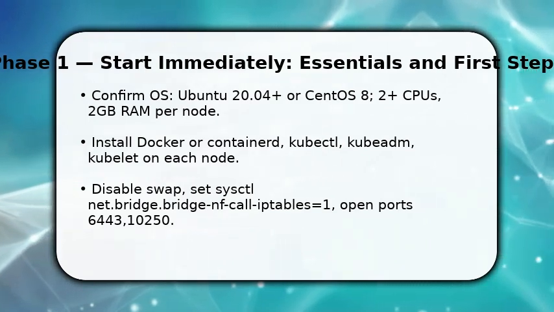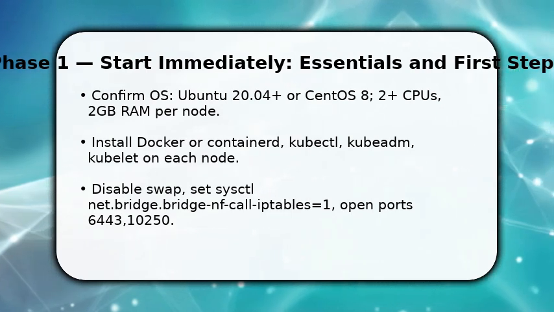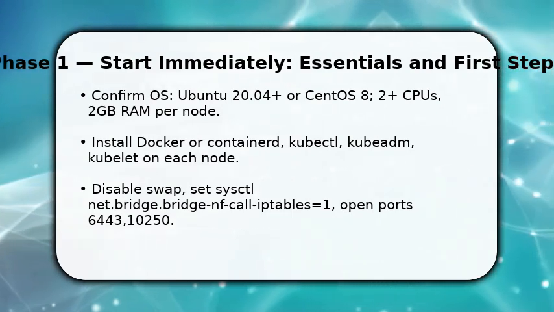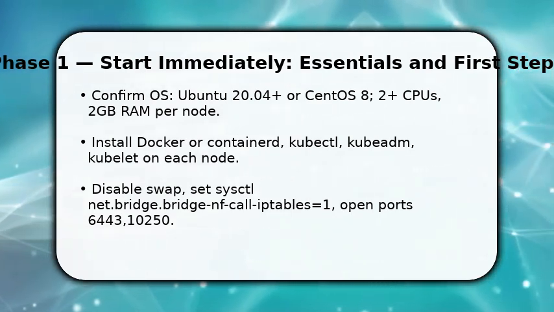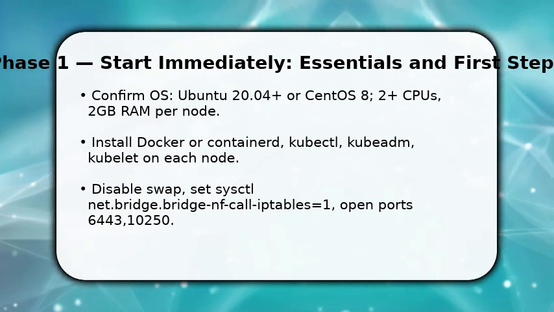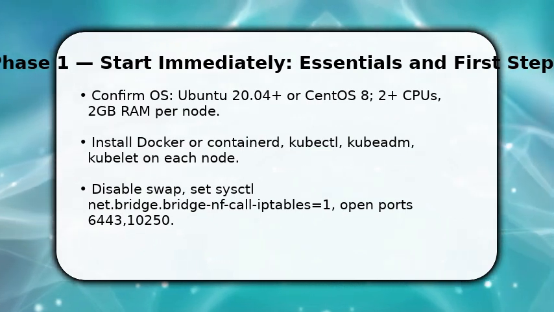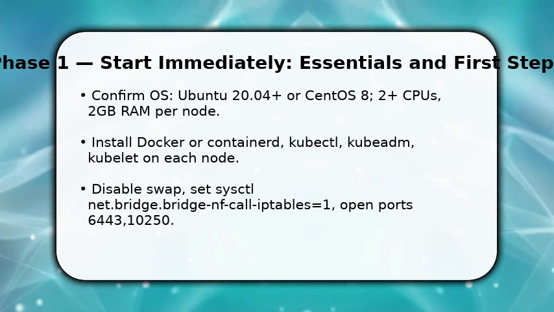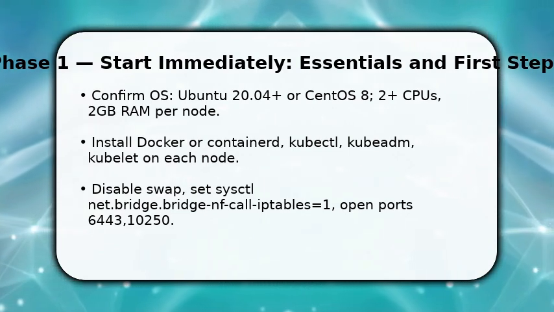Once done, tune kernel networking with net.bridge.bridge-nf-call-iptables equals 1 and open control plane ports, such as 6443 and 10250. These steps make the cluster components able to communicate.